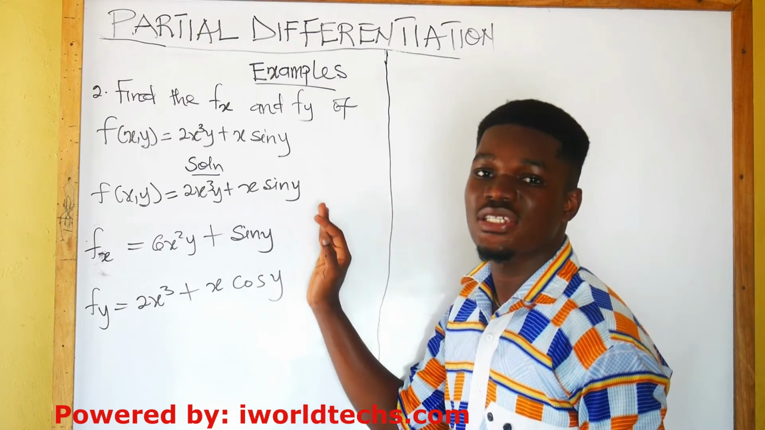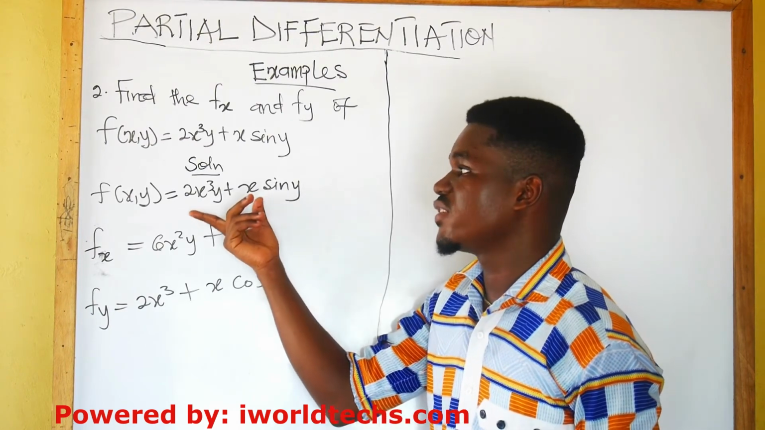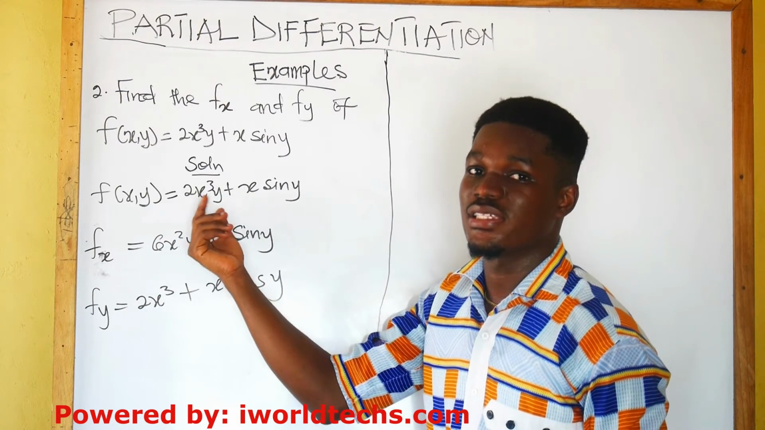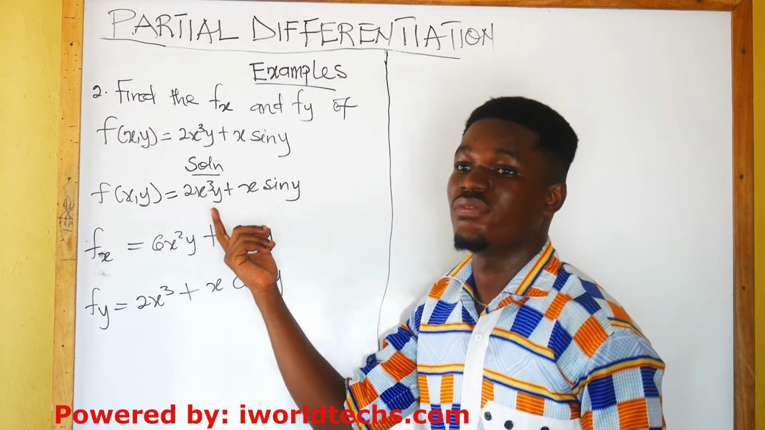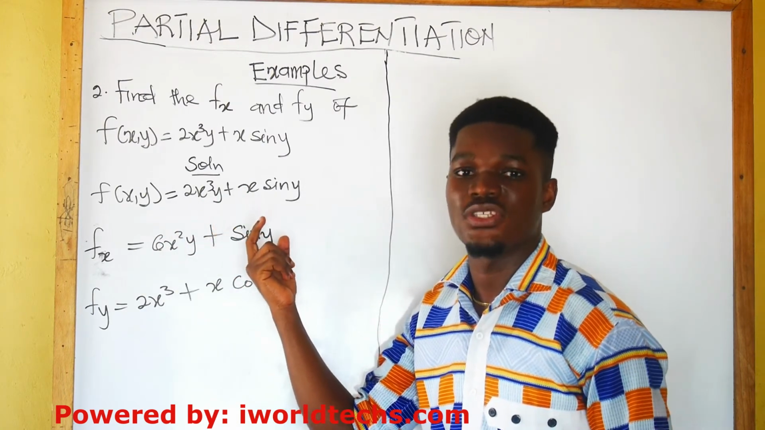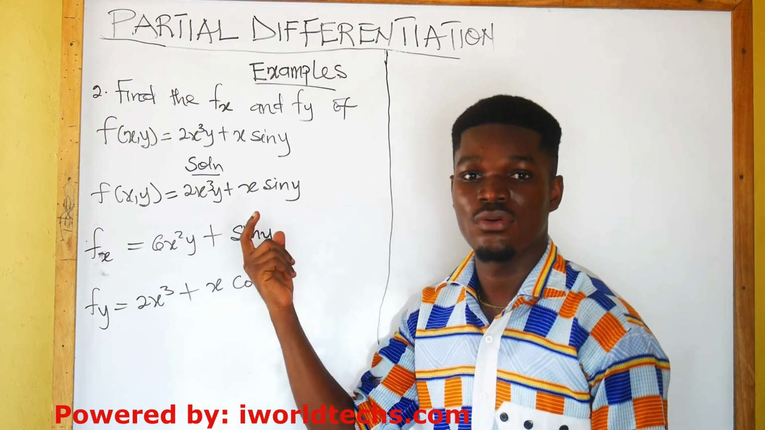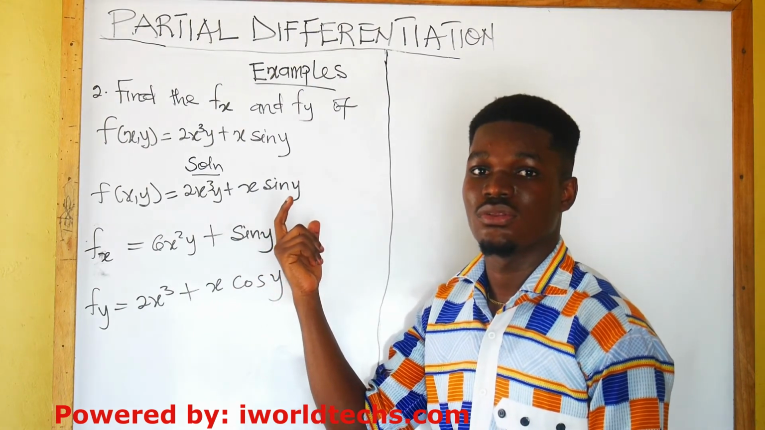So here are the partial derivatives of this function, that function of x and y, which is also known as a bivariate function. In our next episode, we solve another example relating to this topic.